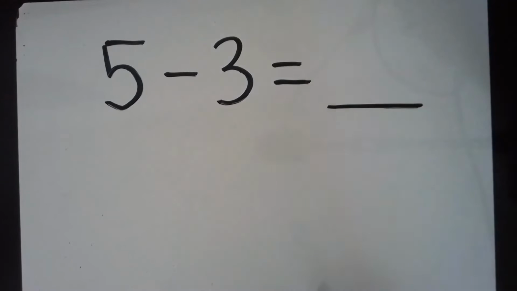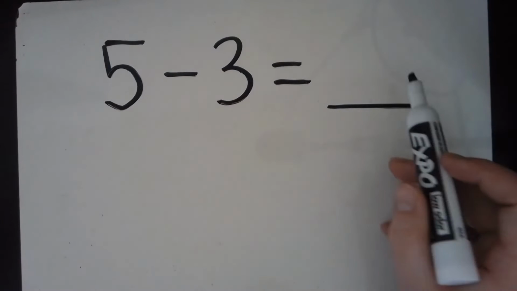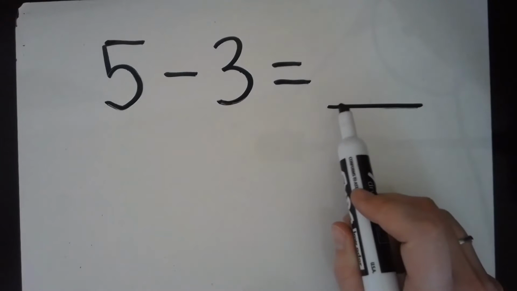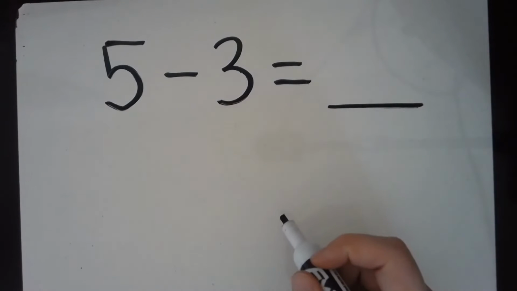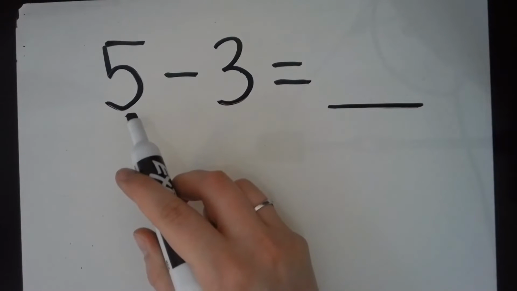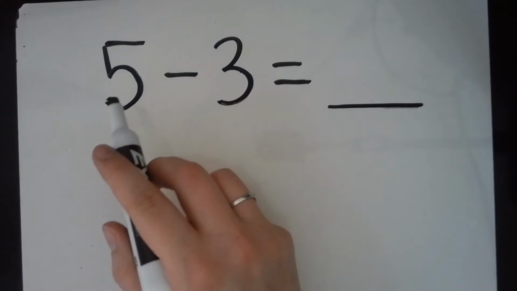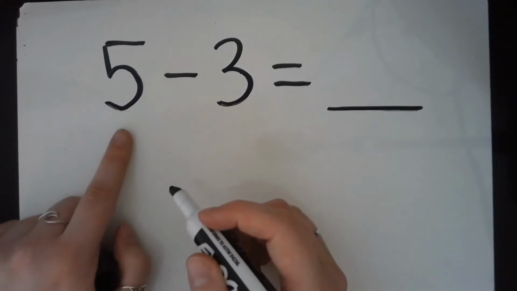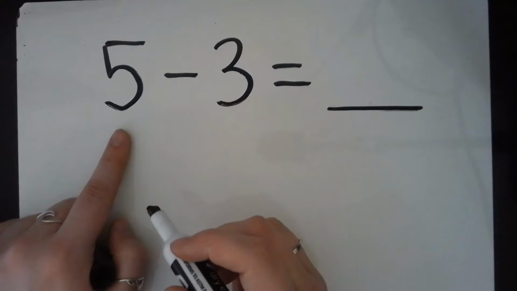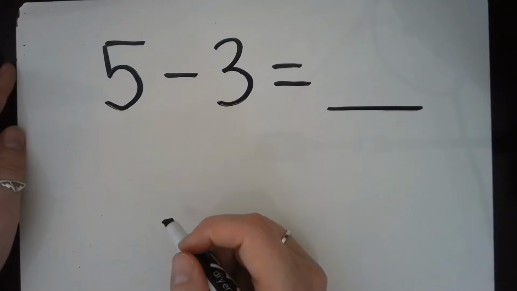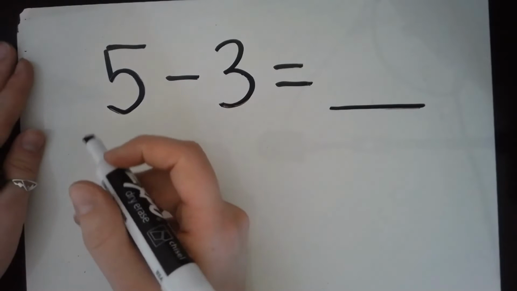And I'm going to draw a line to show that that's where I want the number to be. I want to find out how many I'm going to have left, which is why I drew this line. So first, I need to start with our whole. And our whole is 5, because that's the first number I see in our number sentence. So now, I am going to draw 5 circles.